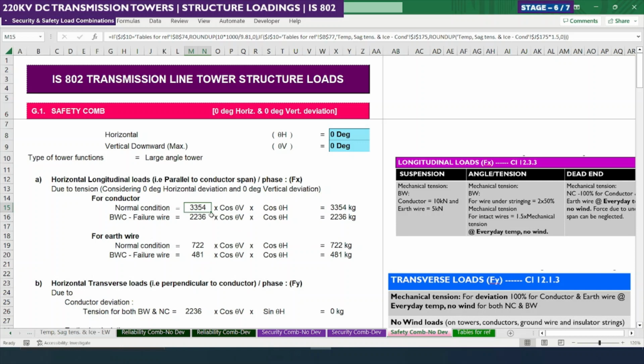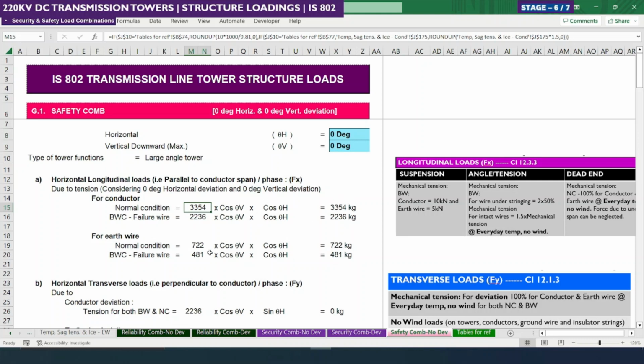So for broken wire condition, it should be considered 2 into 50%. So it is nearly equal to our 2236. But in case of intact normal wires, we need to multiply this with 1.5. So this 2236 is multiplied with 1.5. We are getting 3354. So this is the value, and as there is no deviation, we are getting the same value.